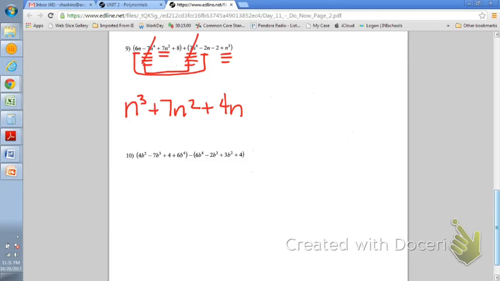And then finally combine your constants. Opposite signs, but the bigger sign's positive. 8 minus 2 is 6. Final answer.